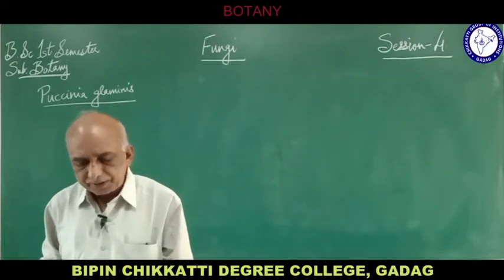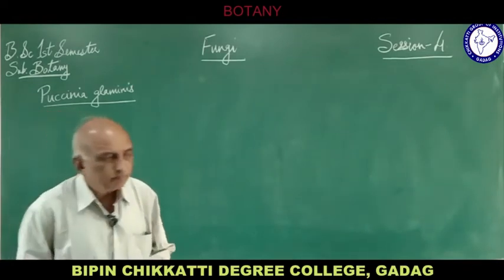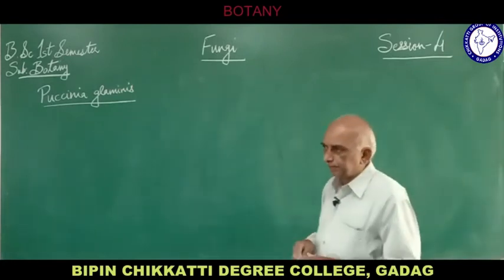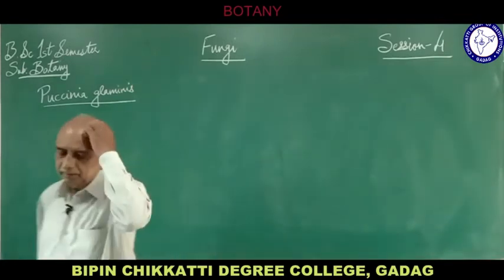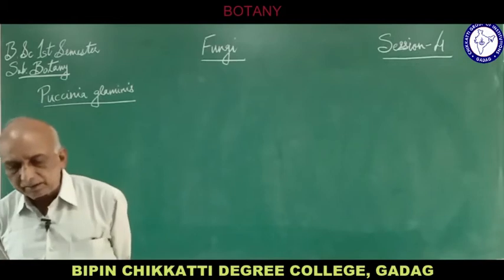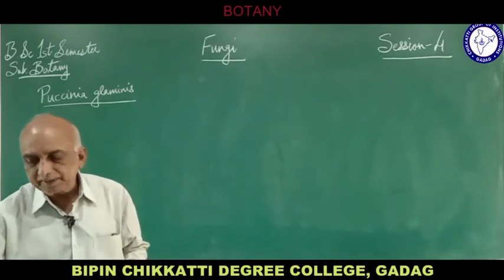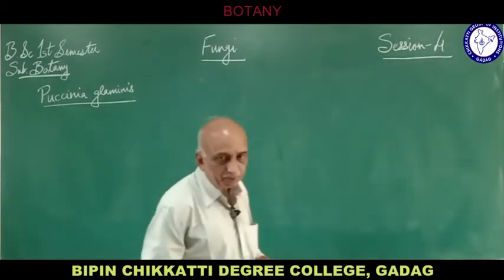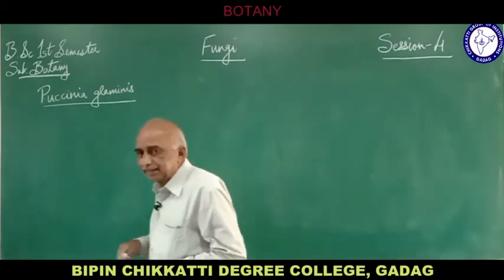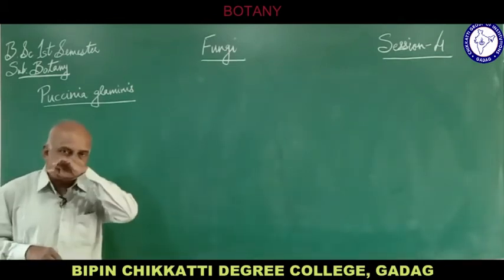So, Puccinia graminis is a fungus which is an obligatory parasite. Now, this Puccinia graminis belongs to the group Basidiomycetes, and it is an obligatory parasite which requires a living host plant. So, on a host plant, the Puccinia will live and reproduce. However, when we say that it is an obligatory parasite, parasite means they are usually pathogenic.